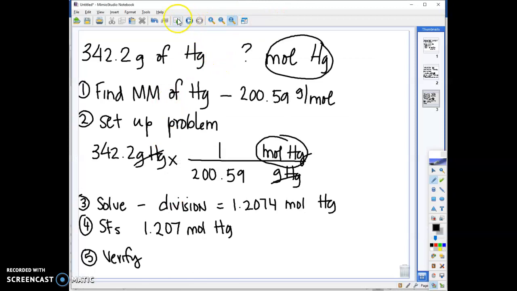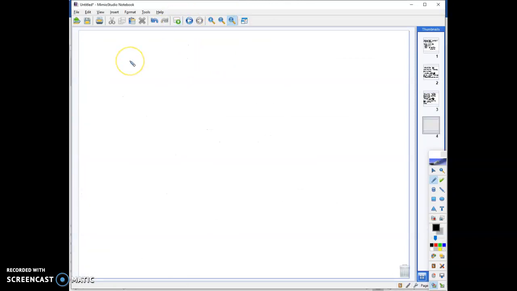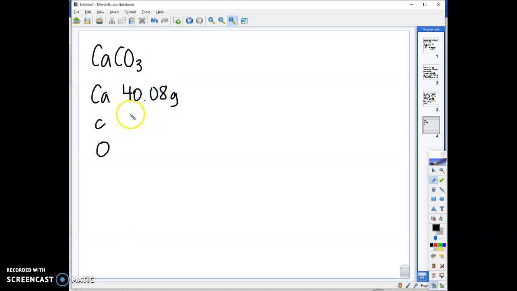So I have calcium carbonate, CaCO3, and what I have to do is get the molar mass of each one of those. My molar mass of calcium is 40.08 grams. My molar mass of carbon is 12.01 grams. And oxygen is 15.9994, so we just round up to 16 grams.